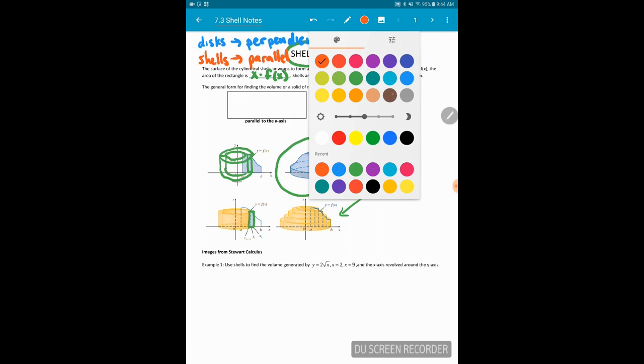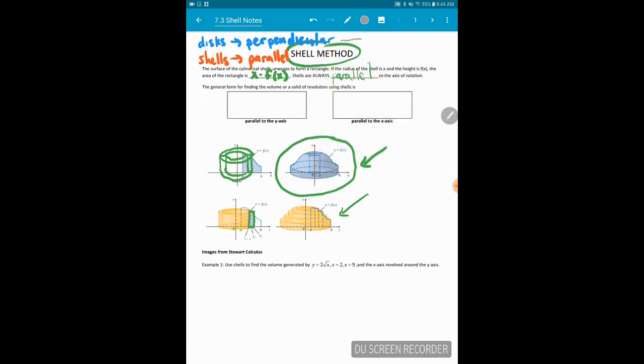So if we can be a little playful, we can say that disks are perpendicular to the axis of rotation, and shells are parashell to the axis of rotation. So that might help you remember if you need a little reminding.